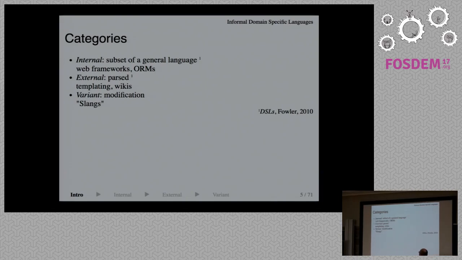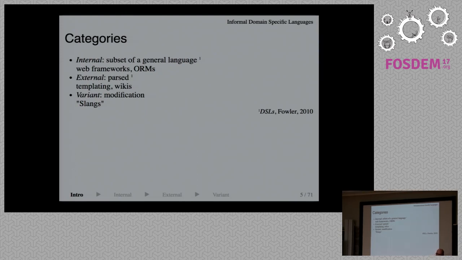So in 2010, Martin Fowler wrote a book called Domain-Specific Languages, and he divided them into two different categories, internal and external. Internal DSLs are languages that are a subset of a more general programming language. And external ones are languages where you're actually parsing it. So you have some sort of parser, but it's not just a subset of Python or a subset of Ruby.